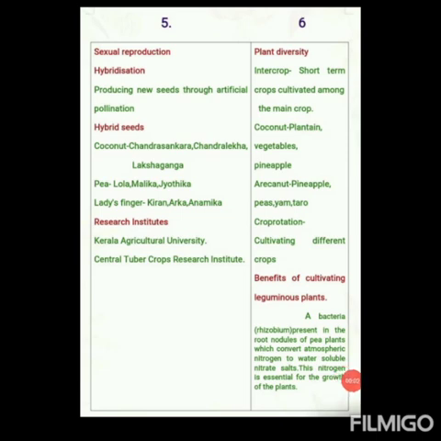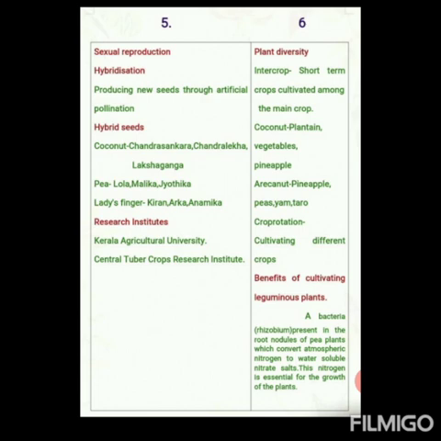Coming to sexual reproduction, we have seen hybridization. What is hybridization? Producing new seeds through artificial pollination. Through artificial pollination, we produced new seeds. And we have seen the hybrid varieties of so many vegetables. In that, the hybrid varieties of coconut are Chandrashankara, Chandralekha, Lakshaganga. And like that, lady's finger: Kiran, Arka Anamika.